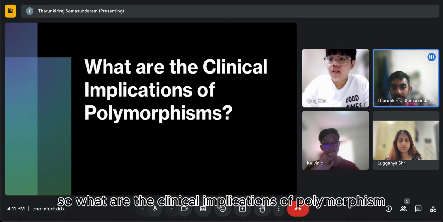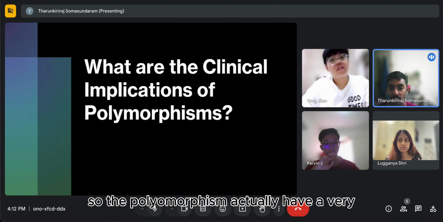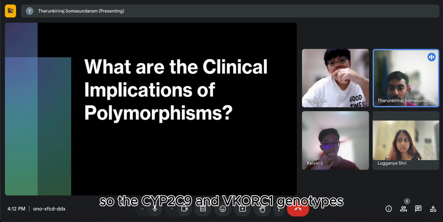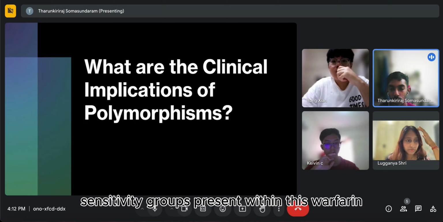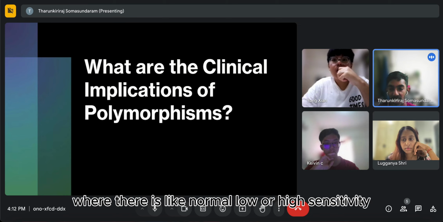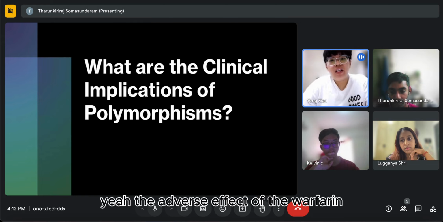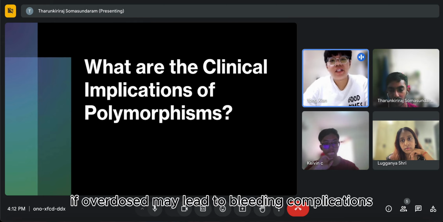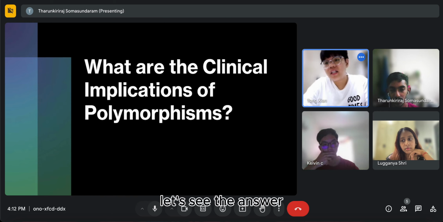So what are the clinical implications of polymorphism? The polymorphism actually has a very big impact on dosing itself. The CYP2C9 and VKORC1 genotypes guide personalized dosing, and there are also sensitivity groups with warfarin, where there is normal, low, or high sensitivity. The adverse effect of warfarin, if overdosed, may lead to bleeding complications, whereas underdosing may also lead to risk of thrombosis. Let's see the answer.